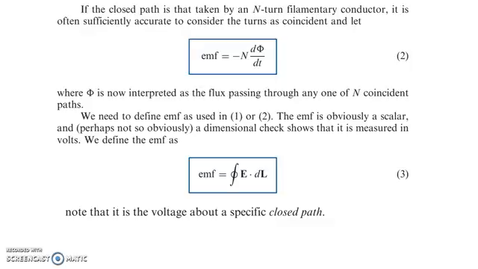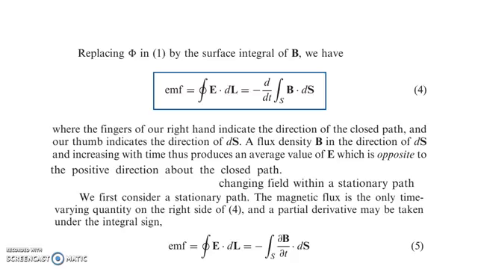We need to define the EMF used in equation 1 or 2 in general, which is a scalar quantity whose dimension also shows that it is measured in volts. We define the EMF as the circular integral of E dot dl, where dl is a small element along the closed path. So if we integrate E throughout the length, we will find the EMF. It is worth noting that it is a specific closed path.